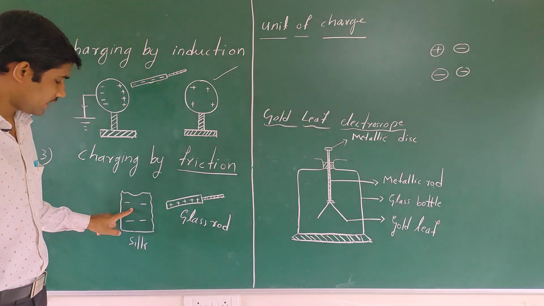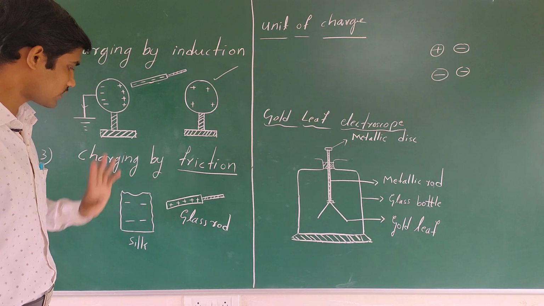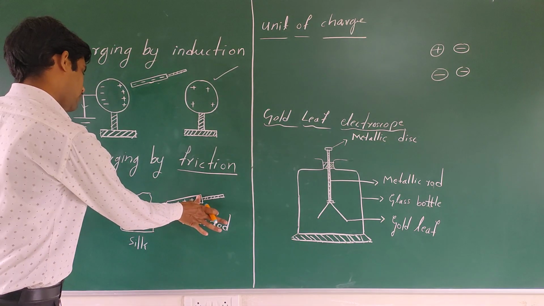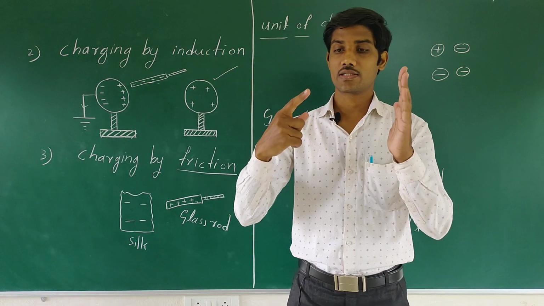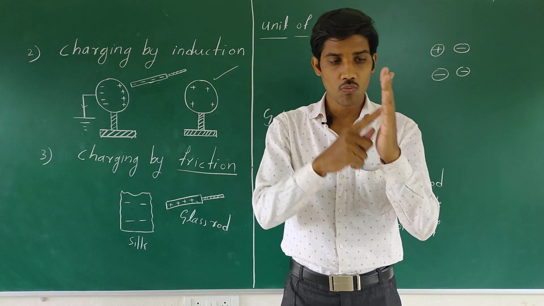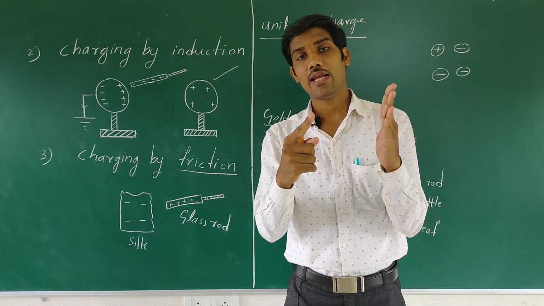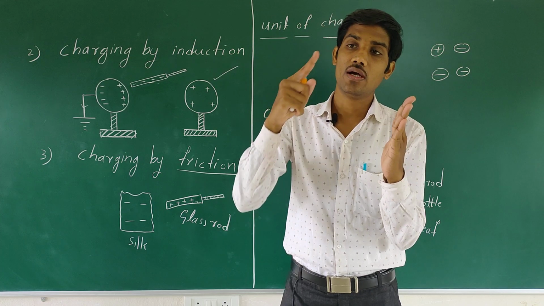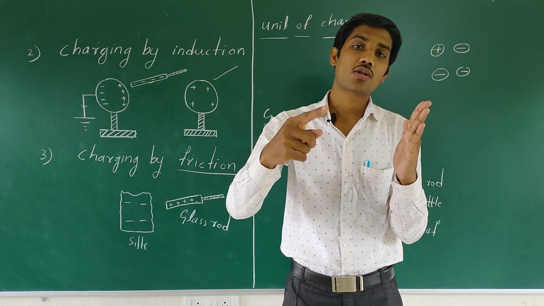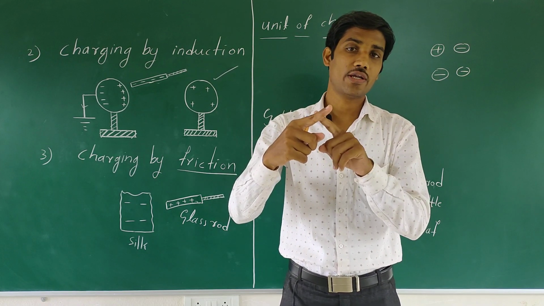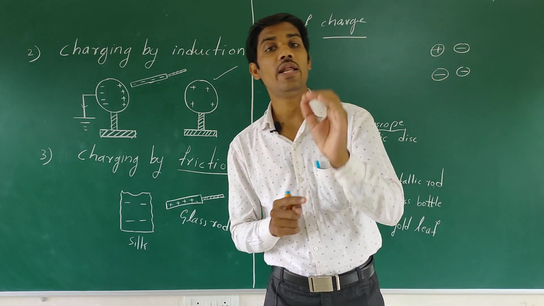So once you take the silk, which is an insulator, and the glass rod, which is also an insulator, here is what happens. We have taken both the insulators. Once you rub the glass rod with the silk cloth, some of the electrons get transferred from the glass rod to the silk cloth. By losing electrons, the glass rod becomes positively charged, and by receiving the electrons, the silk cloth becomes a negatively charged body.